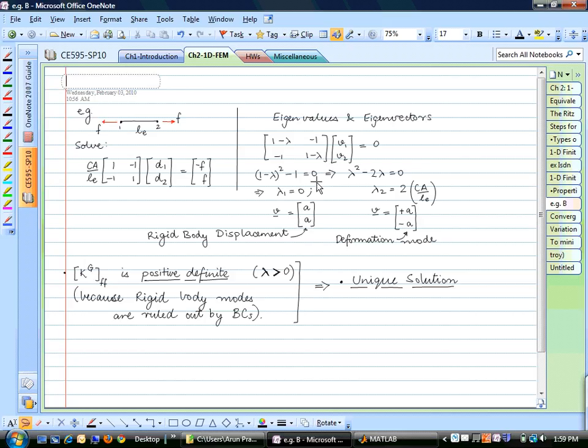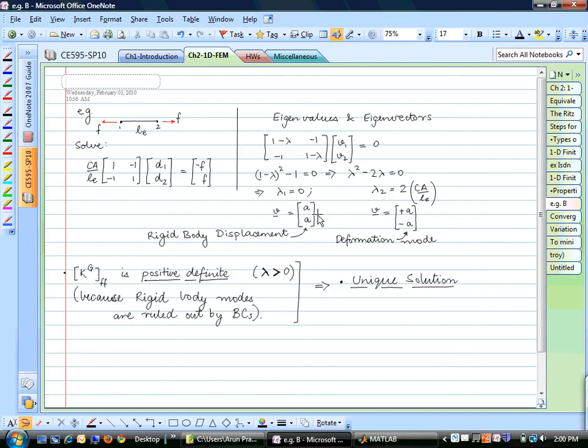That determinant is right here, which is (1 minus lambda) times (1 minus lambda) minus 1. And if you try to solve this equation, what you will get is lambda squared minus 2 lambda equals 0, which means that one of the eigenvalues is 0. This is expected because this is an element stiffness matrix which is not being constrained by any boundary.